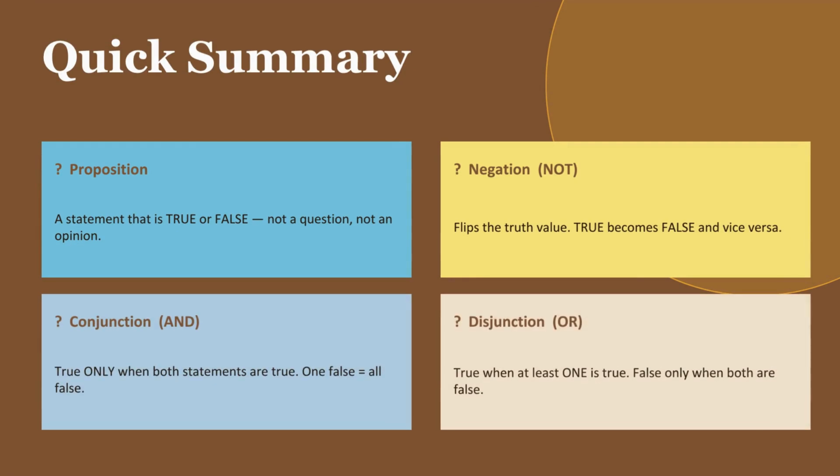Now let's bring it all together. A proposition is a statement that is true or false, never a question, never an opinion. Negation flips the truth value of a proposition. Conjunction is true only when both statements are true. One false makes the whole thing false. The disjunction is true when at least one statement is true. It's false only when both are false, which is the opposite of conjunction.